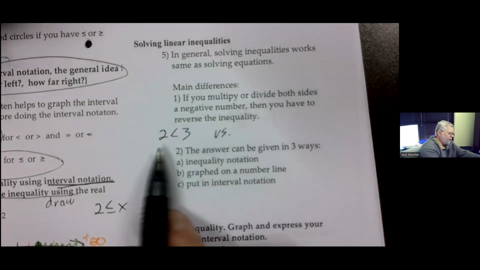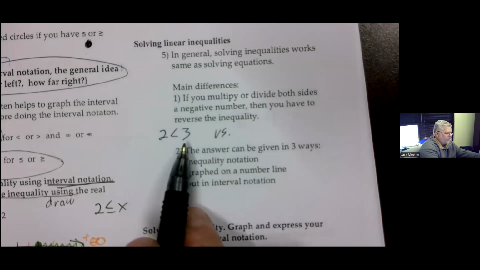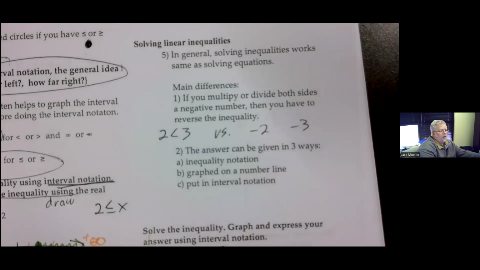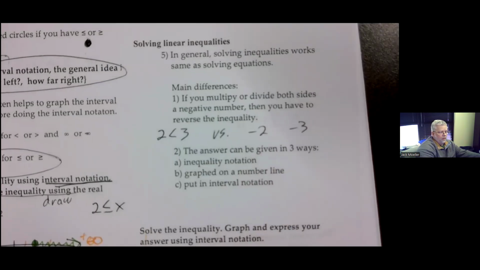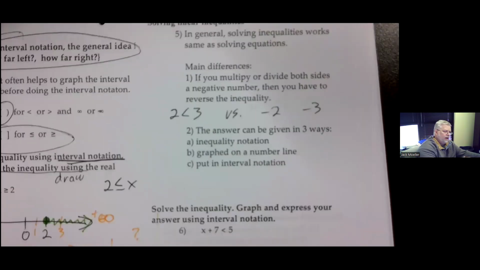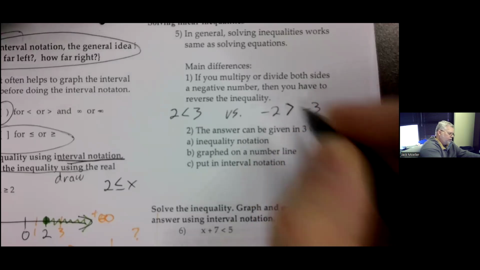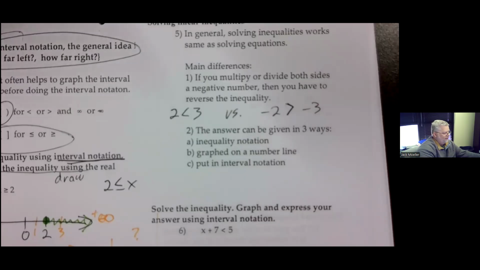But let's say we divide both of these by negative. If you divide or multiply something by negative, it just changes the signs. So now we have negative 2 and negative 3. So now what would be the appropriate inequality? Well, negative 2 is to the right of negative 3, and negative 2 is greater than negative 3. If you've overdrawn your bank account, negative 2 is better than negative 3 because you're not quite as in debt, right? So negative 2 is greater than negative 3.